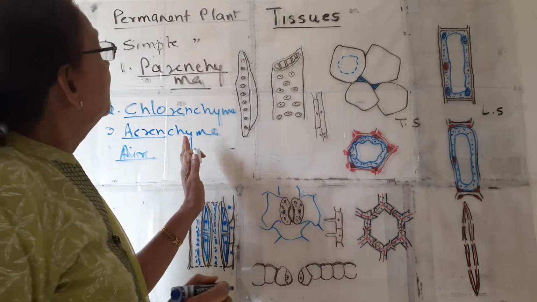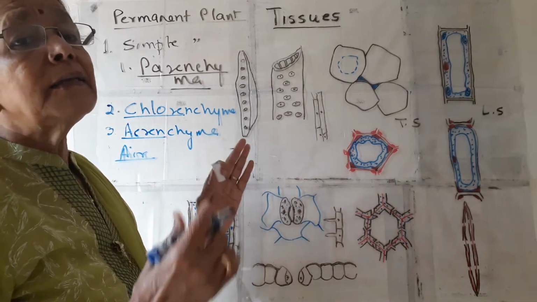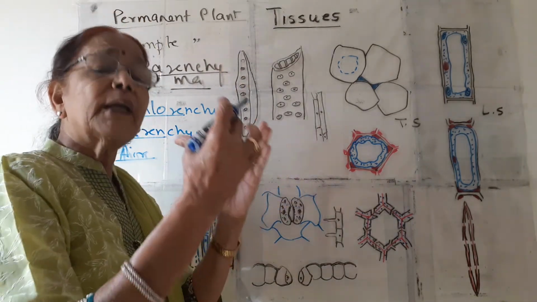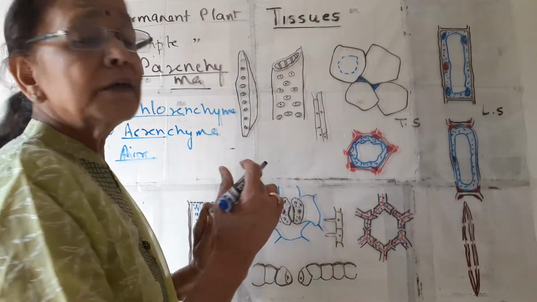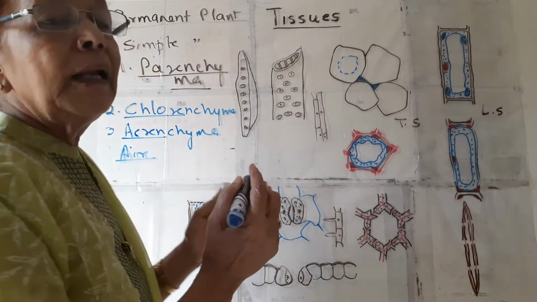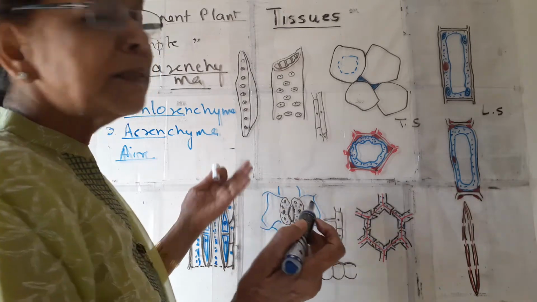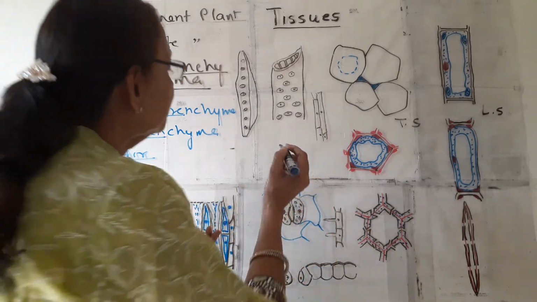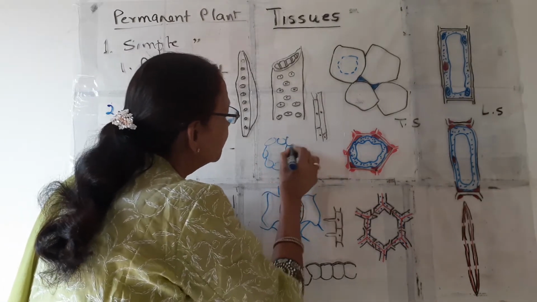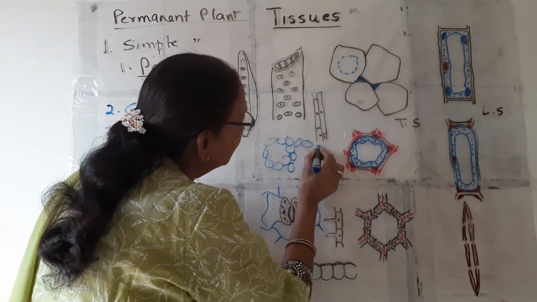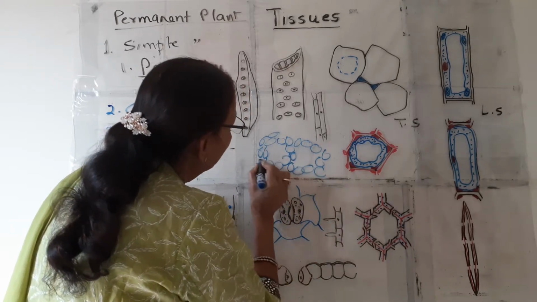So this parenchyma, known as aerenchyma, has spaces or air cavities within the tissue. This is found in aquatic plants like lotus and Eichhornia. Suppose we cut a section of the lotus plant, what will we see? This is the parenchymatous tissue, and in between the parenchymatous tissue, these air cavities are there.